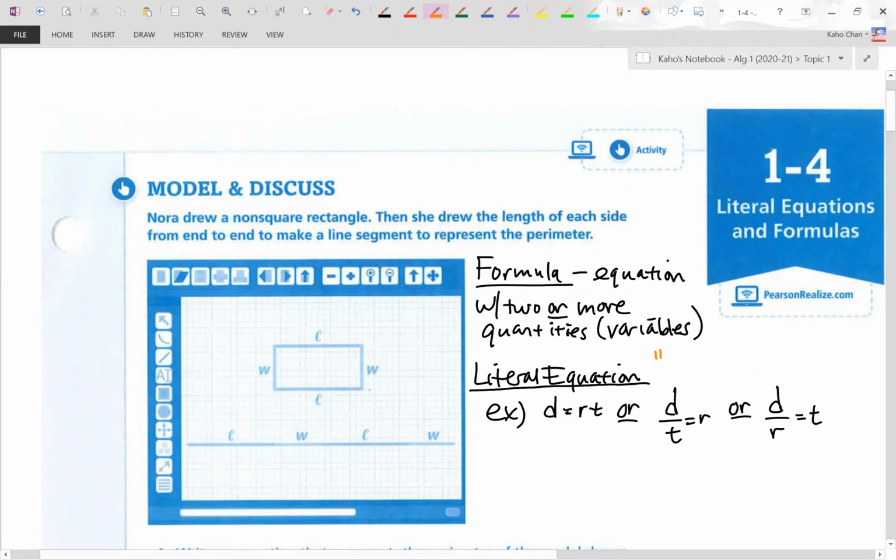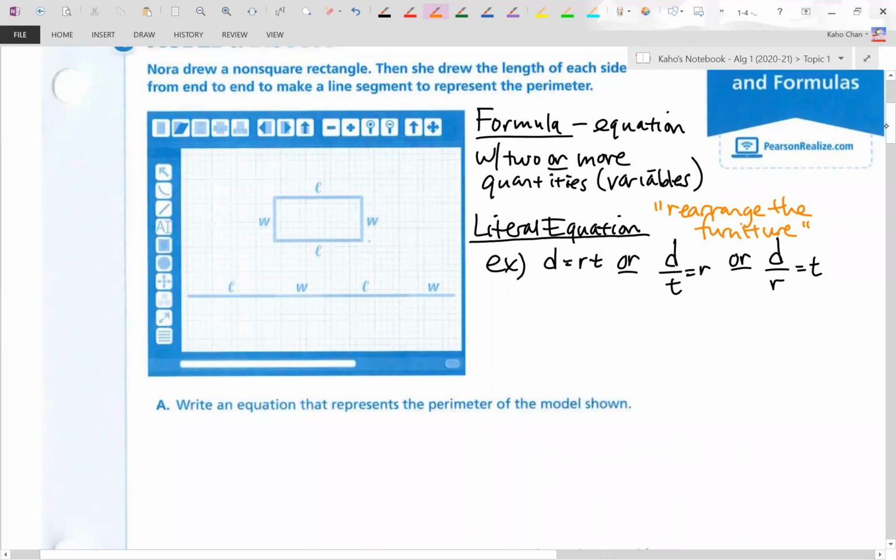You might hear me say this a few times throughout the year: rearrange the furniture. Furniture meaning variables and values across the equation sign. So that's a great little start.